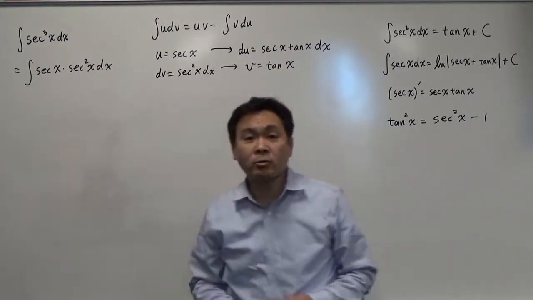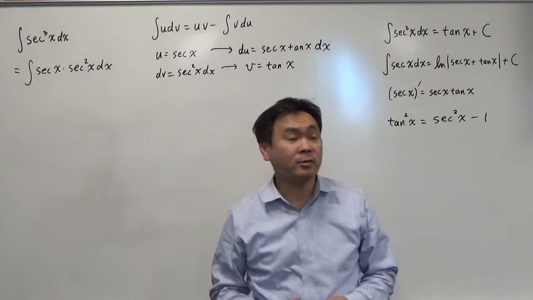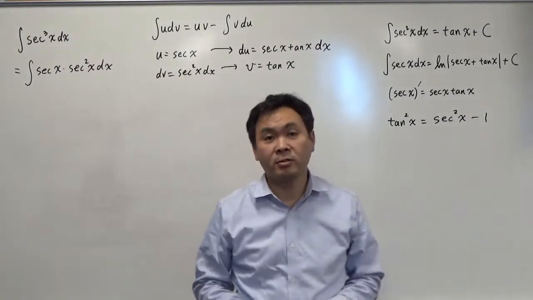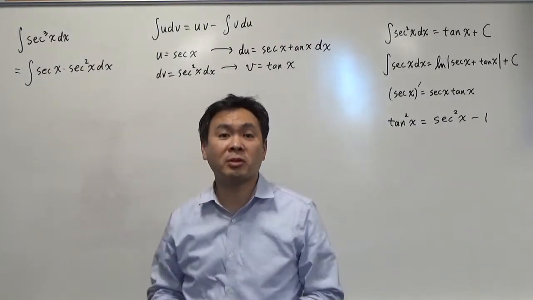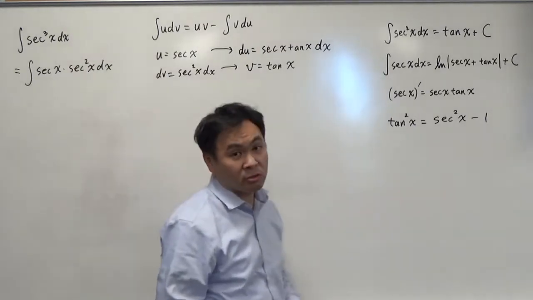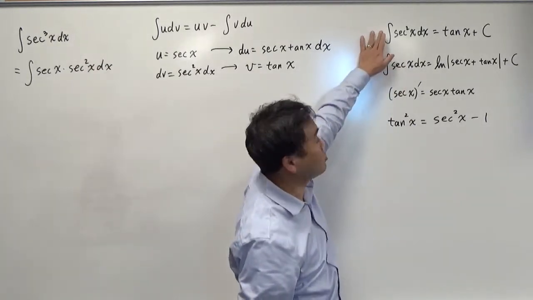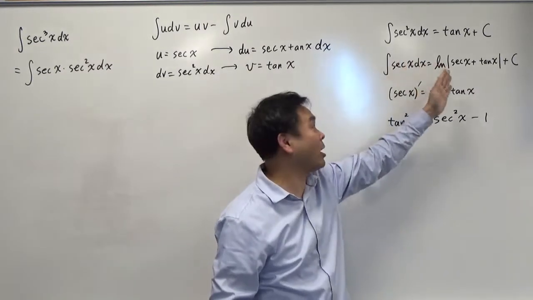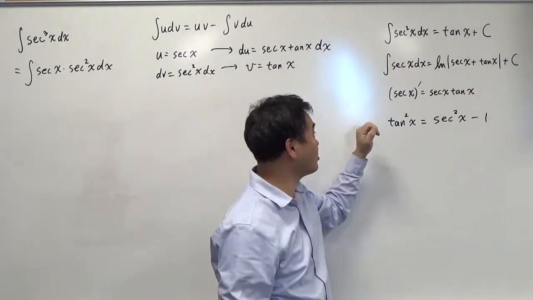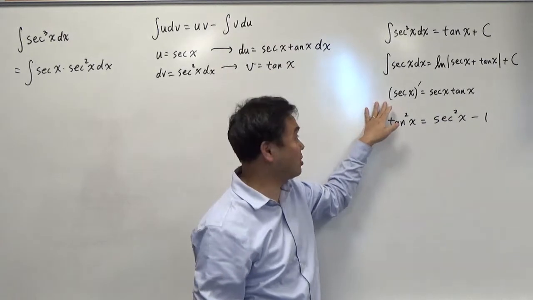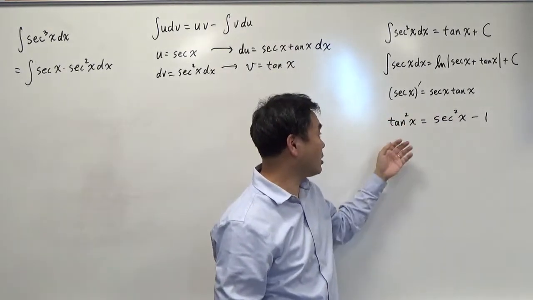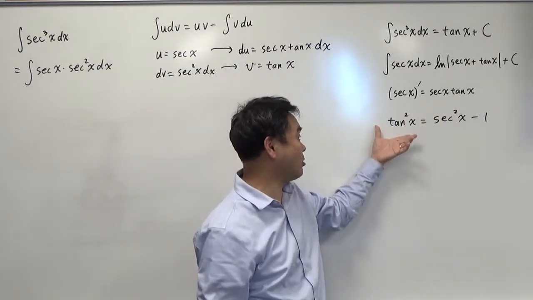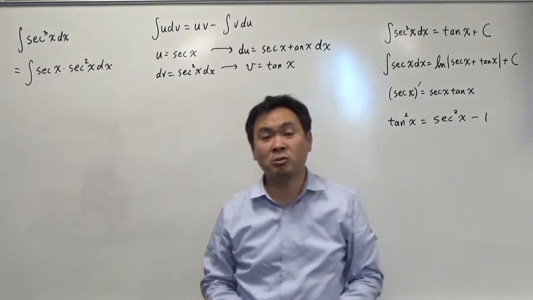I want to show you how to integrate secant cubed of x. And it's a rather challenging question because you need to know several things. First of all, you need to know that secant squared integrates to tangent, secant x integrates to ln of secant x plus tangent x plus c. The derivative of secant of x will be needed. And also this trig identity that tangent squared of x is equal to secant squared minus 1.